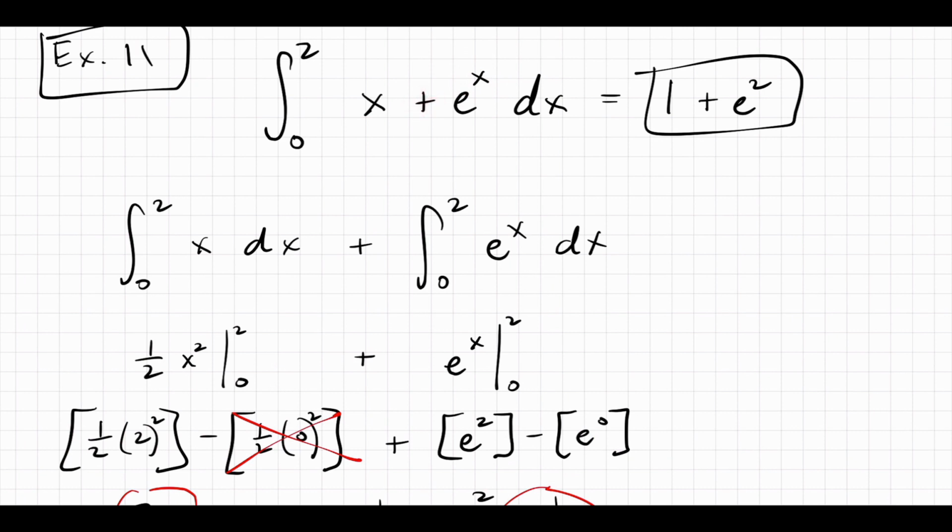So separate them. If you have a plus in the middle there, you can separate as long as there's nothing under here. If it's like this, then you can't do that. Or you could, but if there's like x plus 1 or something like that, then you can't do that. But if it's just that, you can separate them.